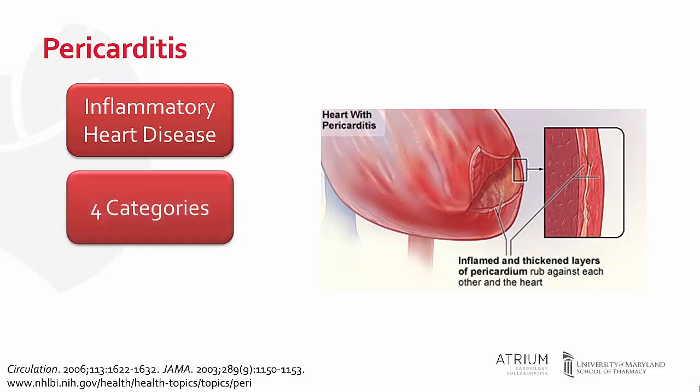There are 4 ways to characterize pericarditis. First, acute pericarditis is defined as a sudden onset of symptoms, whereas patients with chronic pericarditis exhibit symptoms that persist for greater than 3 months.